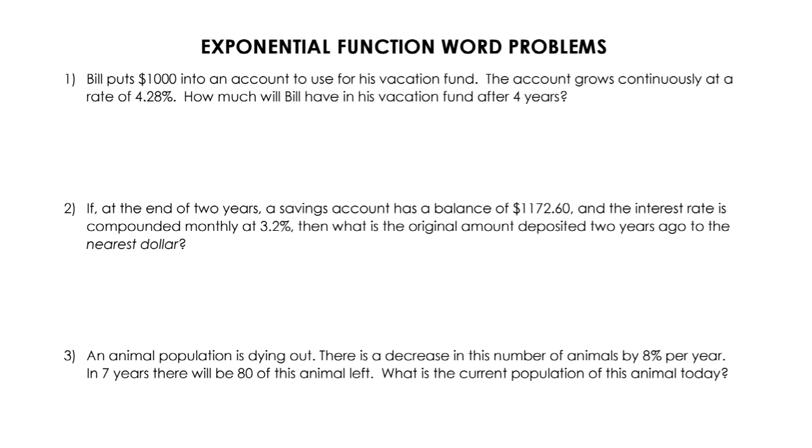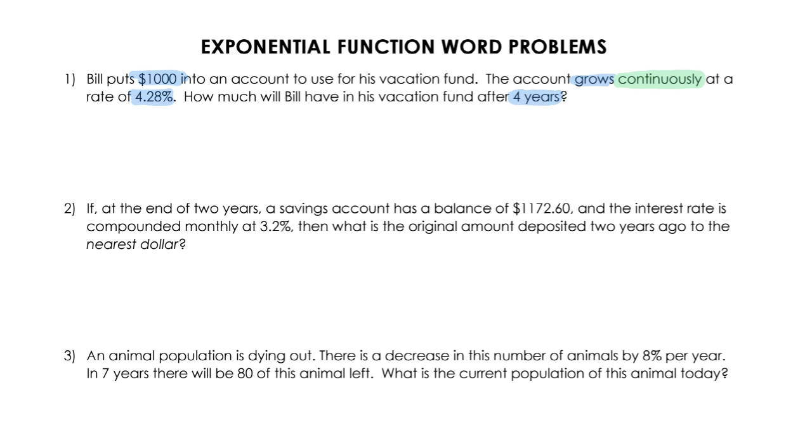All right, so here's the first question. It says Bill puts $1,000 into an account to use for his vacation fund. The account grows continuously. There's that word. Notice they didn't say compounded, but to grow continuously is still that formula. At a rate of 4.28%, how much will Bill have in his vacation fund after 4 years?